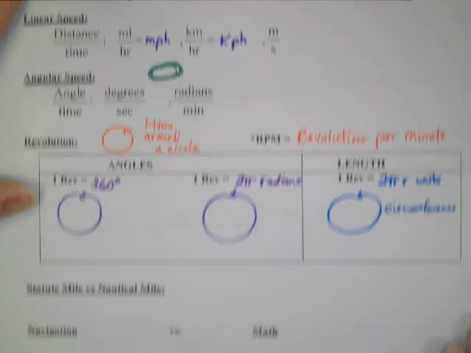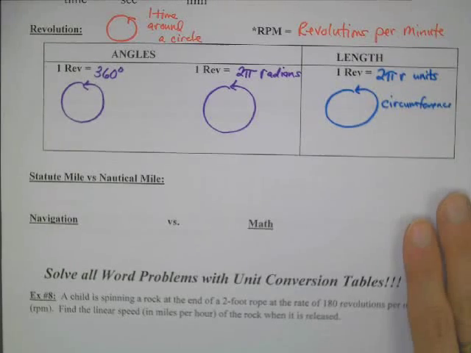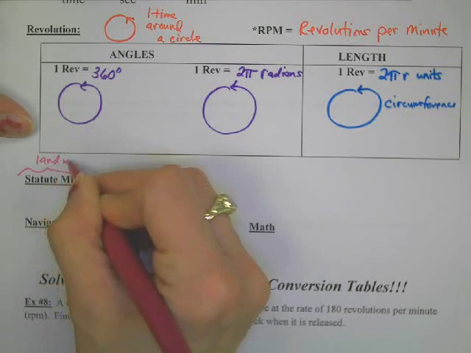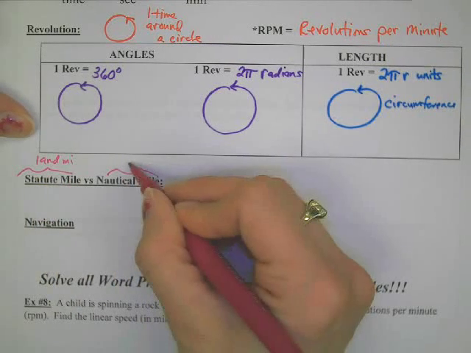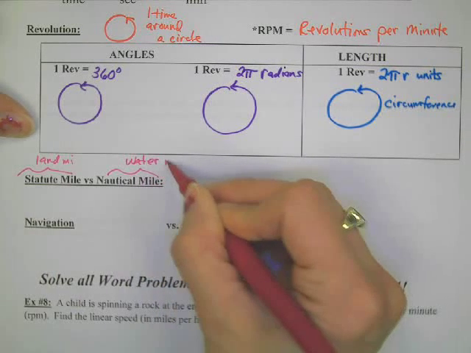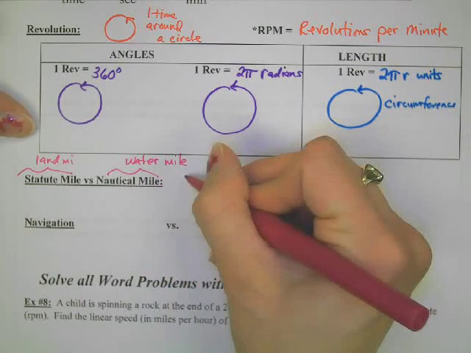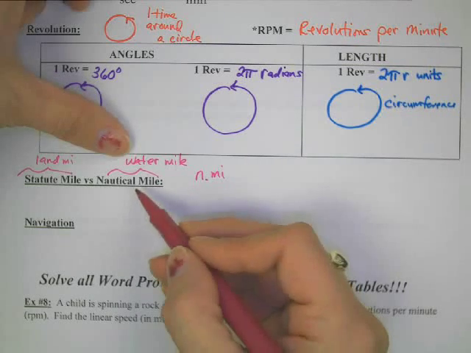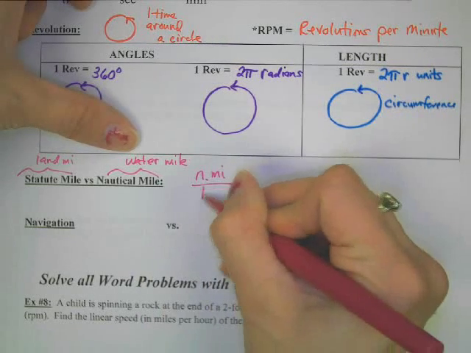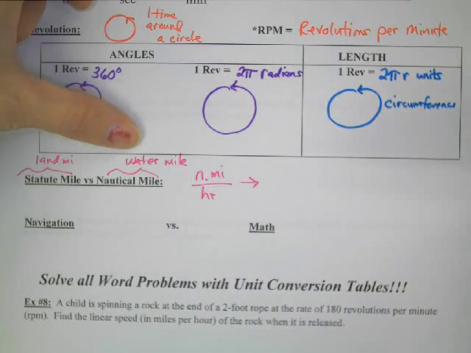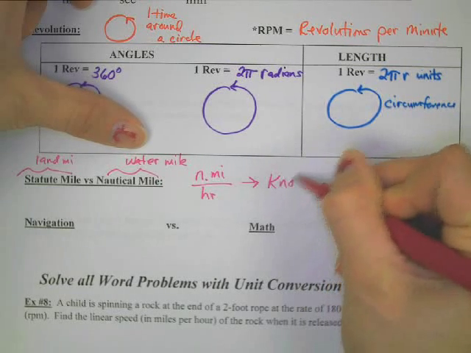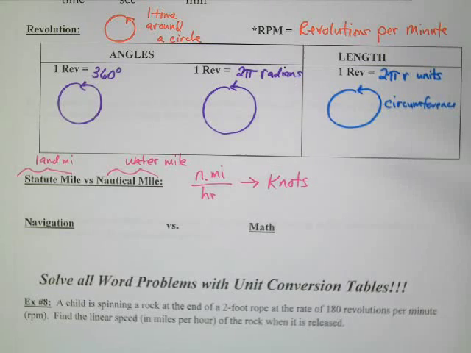Okay, let's just talk about some other differences here so we know what we're dealing with. A statute mile. This is the regular one. This is the land mile versus a nautical mile. A nautical mile is a water mile. And a water mile is usually abbreviated N and then mile, nautical mile. And if you're driving a boat in the water and you're going so many nautical miles per hour, does anybody know what they call that, the speed of a boat? Instead of saying nautical miles per hour, they call that knots. So if you ever see the word knots, that's just them saying miles per hour for a boat.